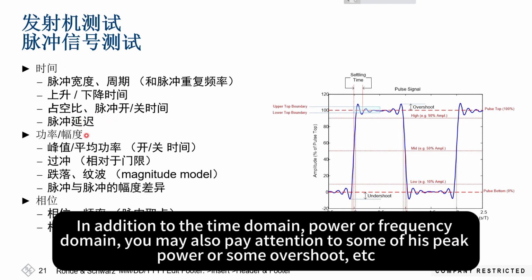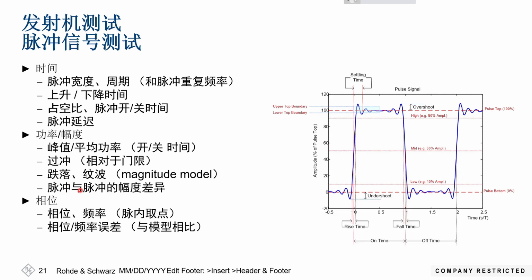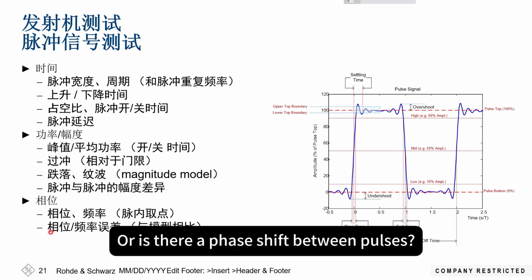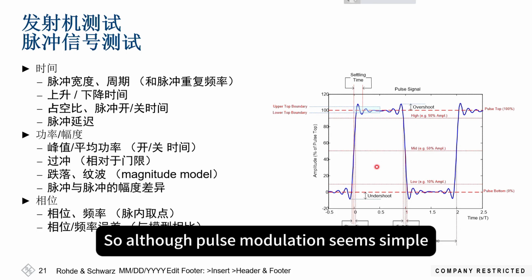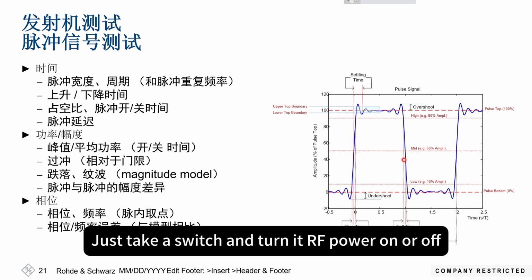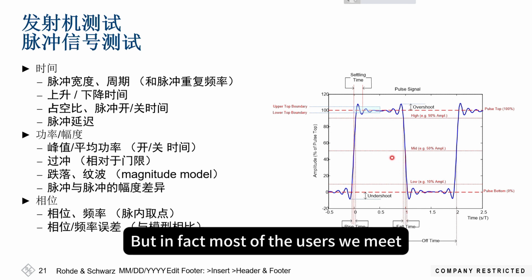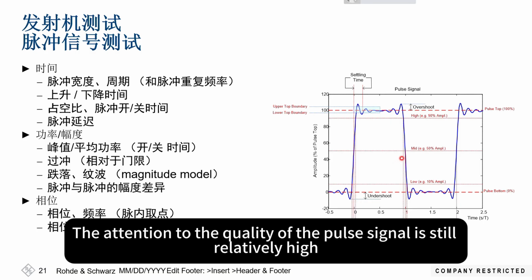In addition to the time domain, in the power or frequency domain, you may also pay attention to some of its peak power or some overshoot, etc. And that includes radar. You might also pay attention to what the initial phase is like within each pulse, or is there a phase shift between pulses? So although pulse modulation seems simple, just take a switch and turn the RF power on or off, in fact most of the users we meet pay relatively high attention to the quality of the pulse signal.